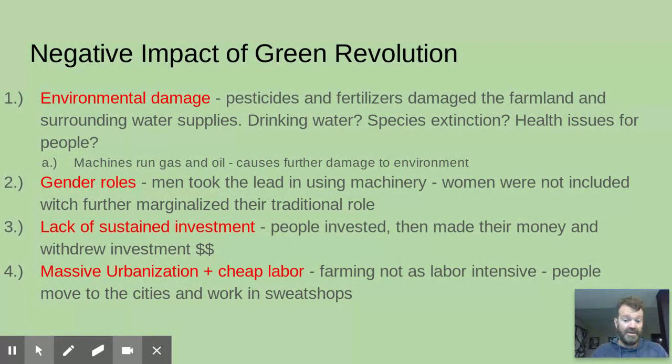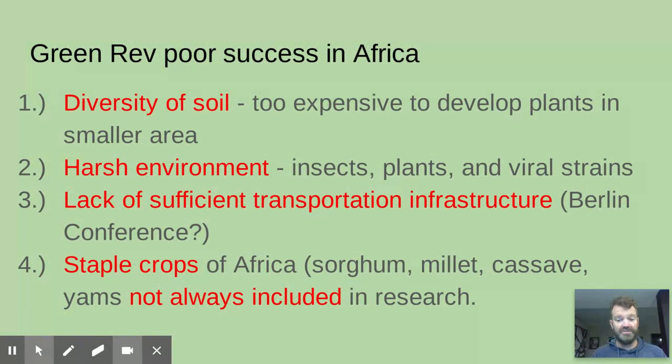All right, so the Green Revolution has very little success. This is another negative, and this is a big one that people don't think about. The Green Revolution doesn't really work in Africa. The crops, like the wheat, don't grow in Africa nearly the way they do in the rest of the world. In Africa, they don't have the diversity of soil that we do here and that they do in Europe, parts of Russia, and parts of Asia.